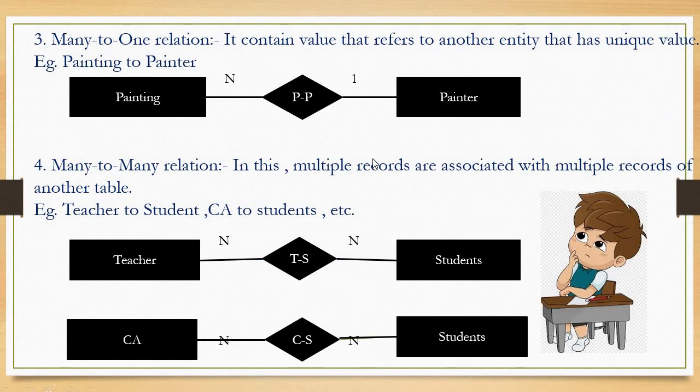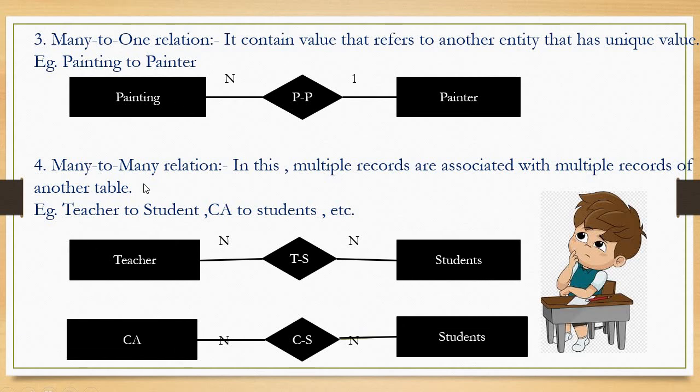Now the third is the many-to-one relationship. What is many-to-one? It contains a value that refers to another entity that has a unique value. It is the opposite of the one-to-many relationship, as we have studied earlier. Like painting is there, and here is the relationship P to P, and here is the painter. A painter can draw many paintings, but a painting can be drawn by only one painter.